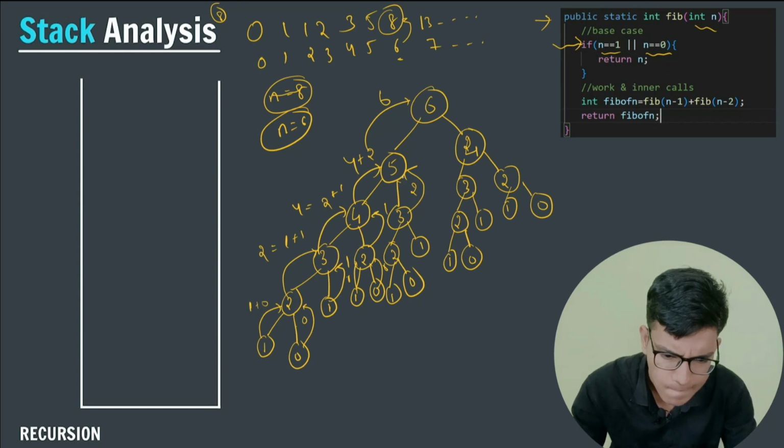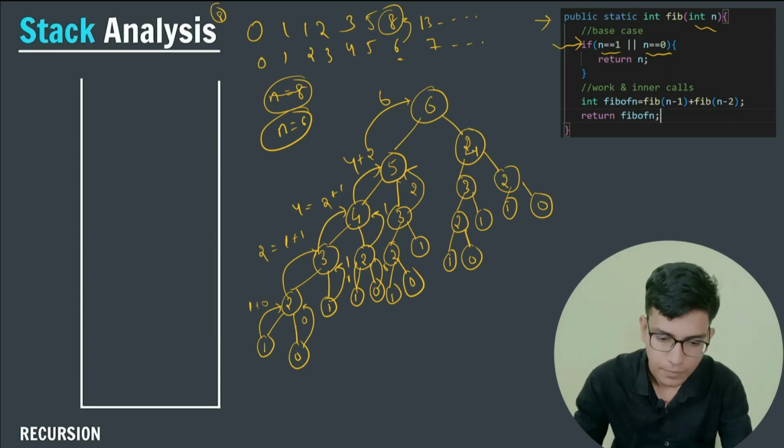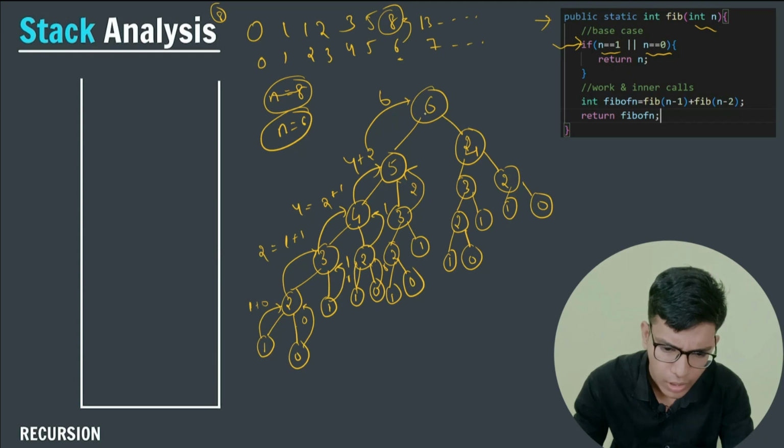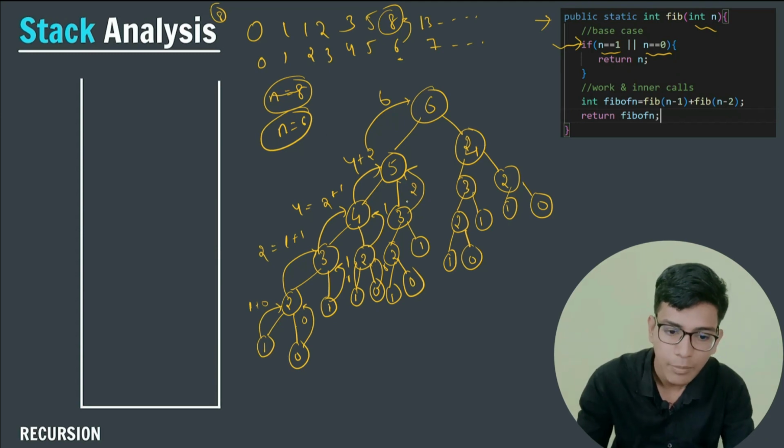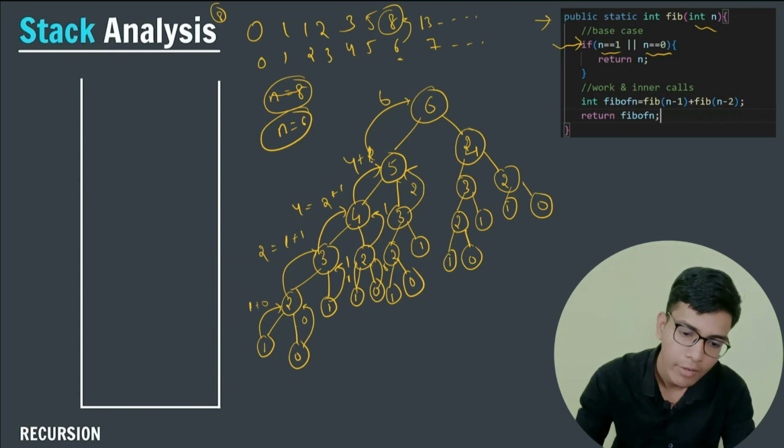And Fibonacci of 4. Here I need to call Fibonacci of 5. Sorry, 3 will return me 1. 5 minus 2, right? So this thing will return me 1, and I will return here the 5 value. So I will return 5 here.